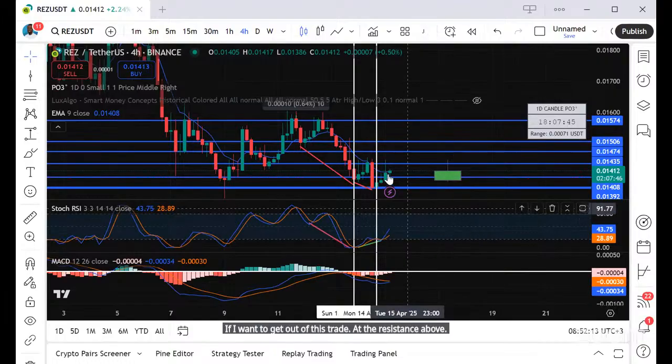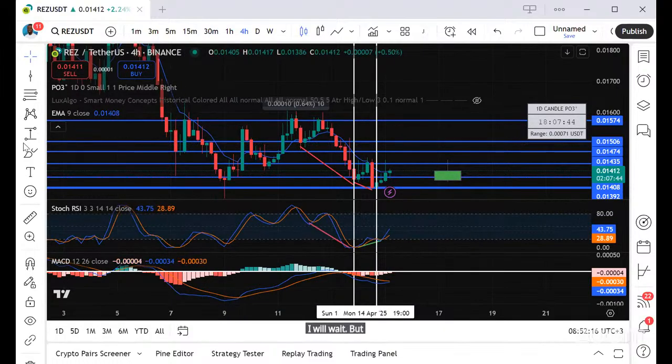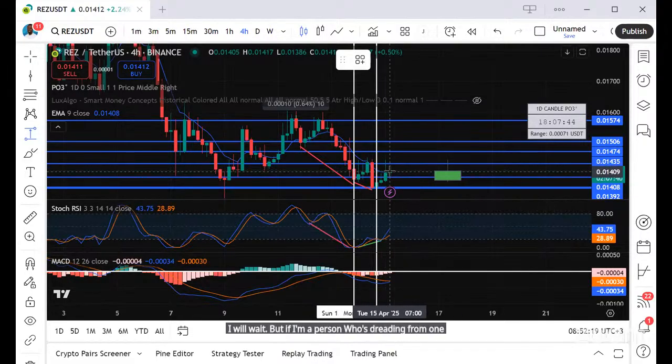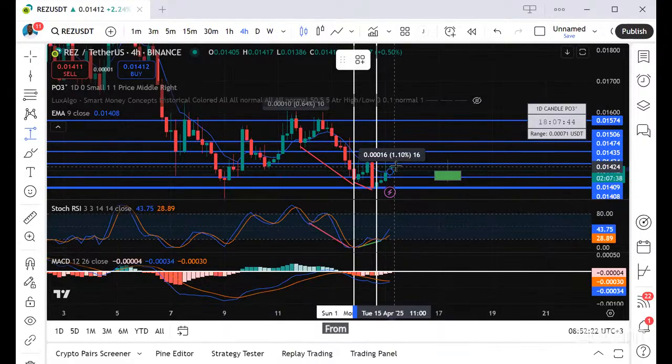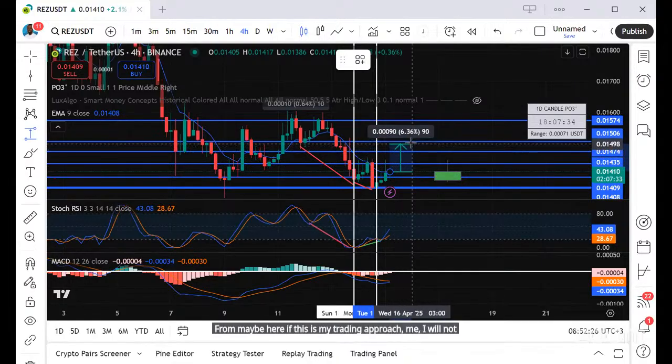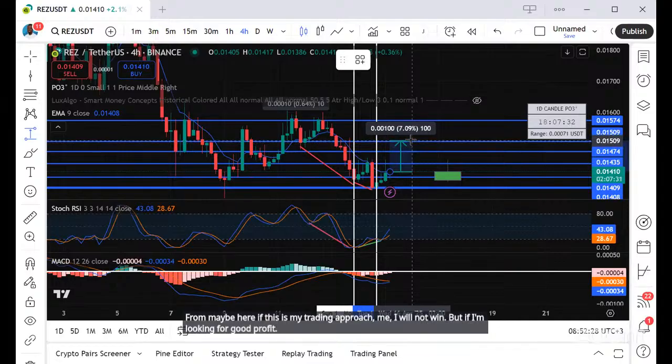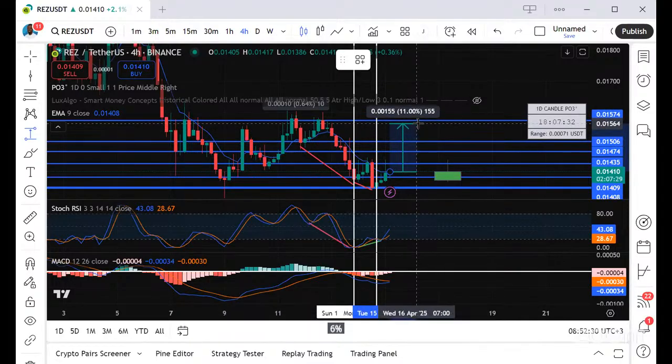I will wait. But if I'm a person who's trading from one line to another, just wait. From maybe here, if this is my trading approach, me, I will not wait. But if I'm looking for good profit, 6%, like this one, it has over 10%, I will wait for the candle to close above my moving average.